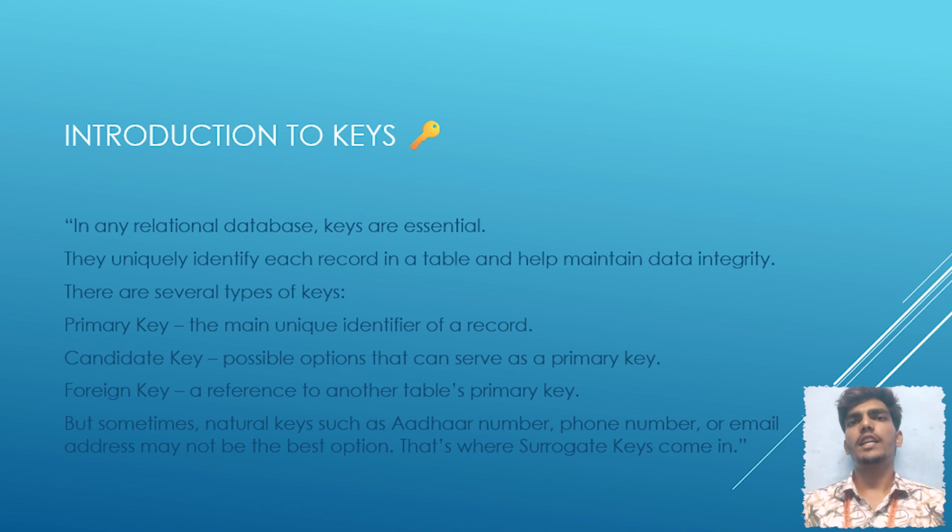In any relational database, keys are essential. They uniquely identify each record in the table and help to maintain data integrity. There are several types of keys. Primary key, the main unique identifier for each record. Candidate key, possible options, which can be several.